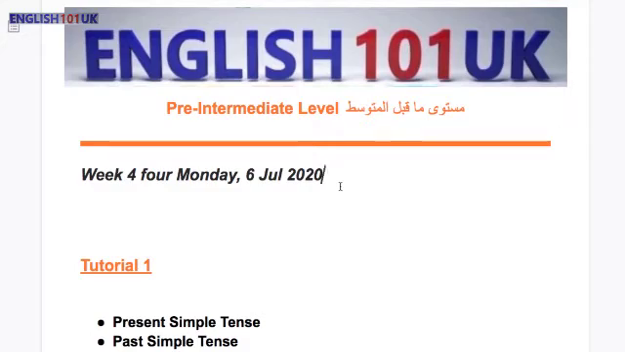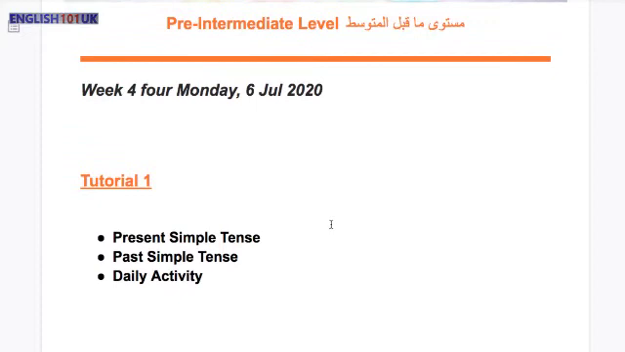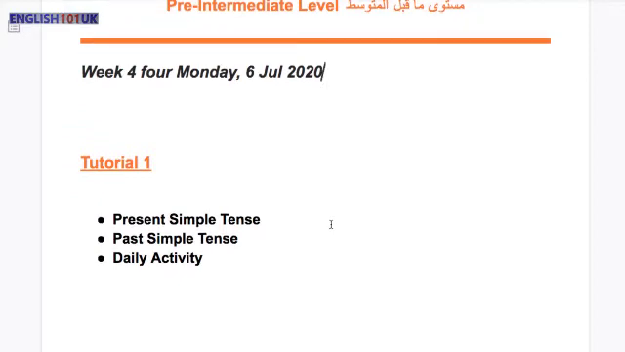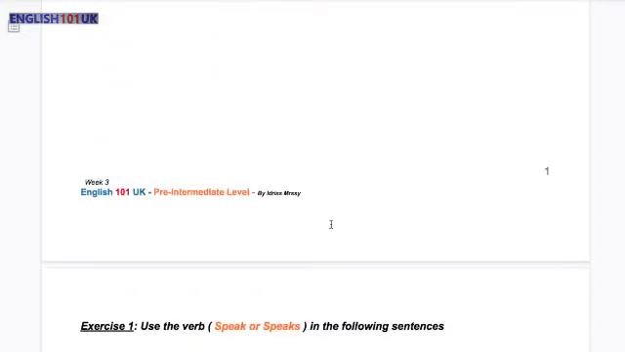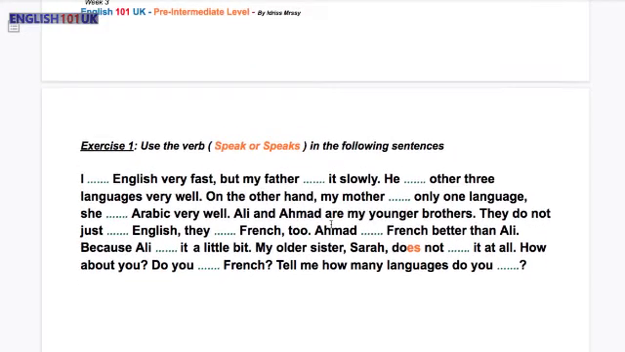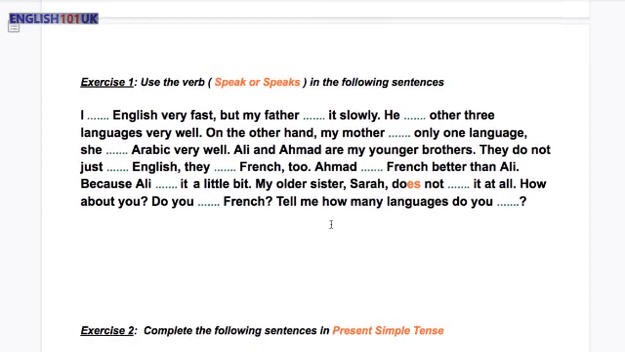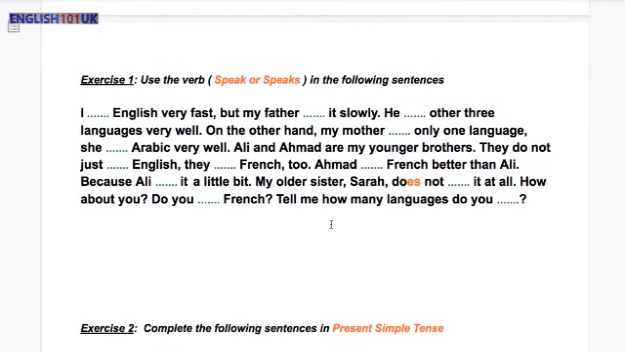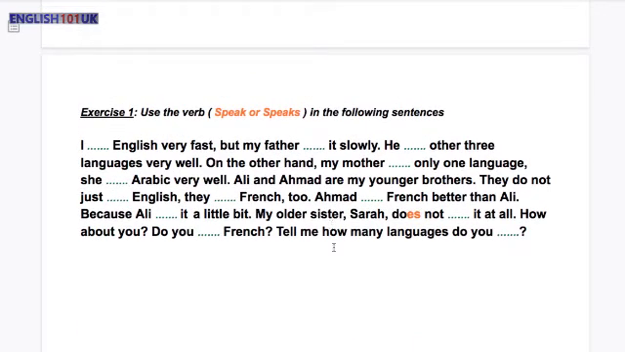In this lesson, we are going to have a tutorial in present simple tense, past simple tense, and daily activity. Those are the exercises that we looked into last week. Today we will be doing it together, and this is exercise number 1. It says use the verb speak or speaks in the following sentences. So we have gaps, and we need to fill these gaps with the appropriate verb, whether speak or speaks. So let's start reading it first.